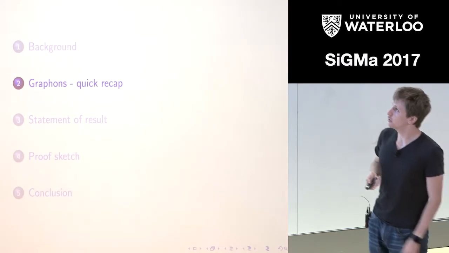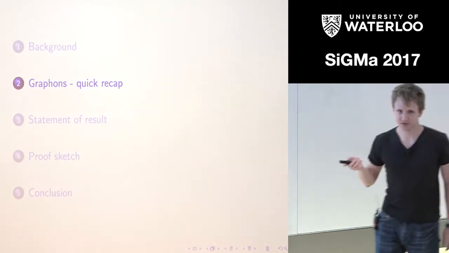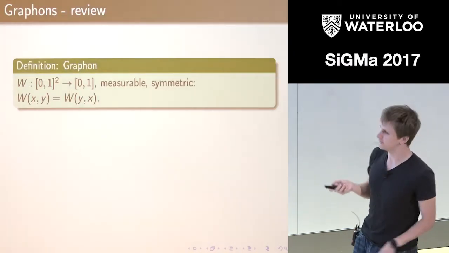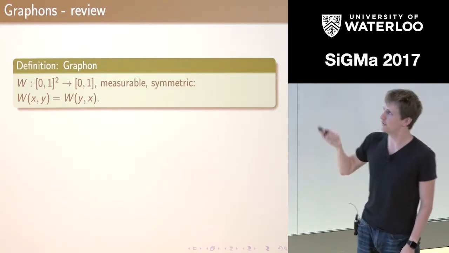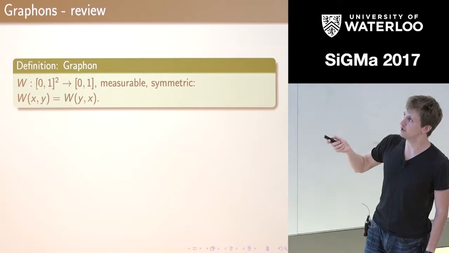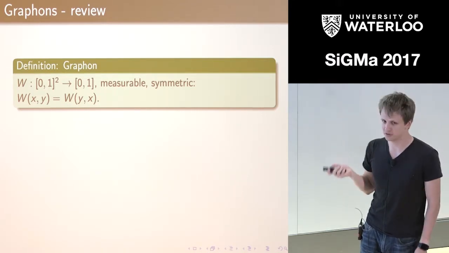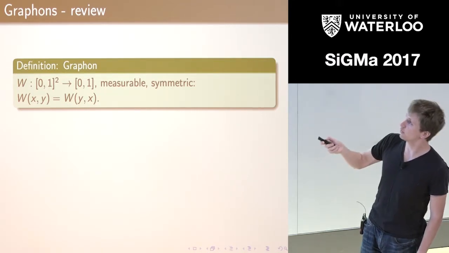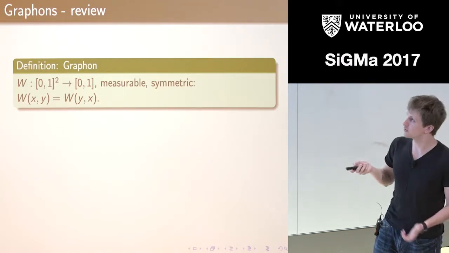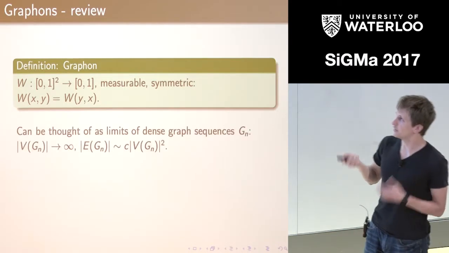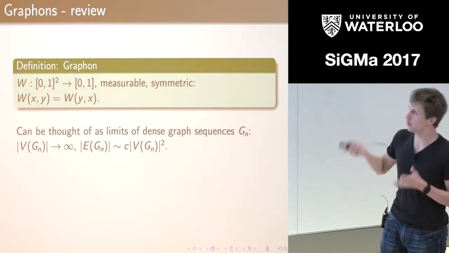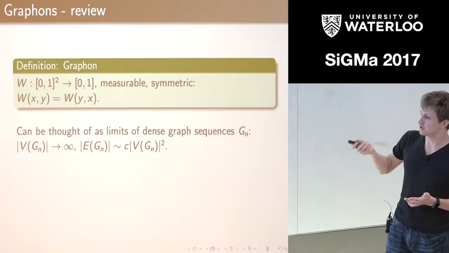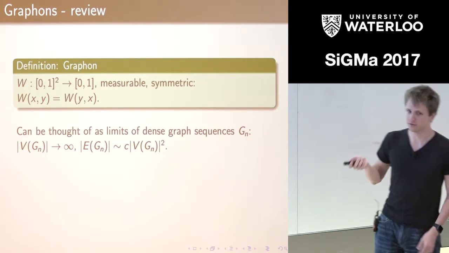Okay, so let me now quickly recap graphons. I'll go quickly because we've already had 2 talks on this. The definition of a graphon is a function from some probability space, which for our purposes we can take to be [0,1] squared, to [0,1], which is measurable and symmetric. You can think of these as the limits of dense graph sequences. So in particular, the number of edges grows with the number of vertices squared.